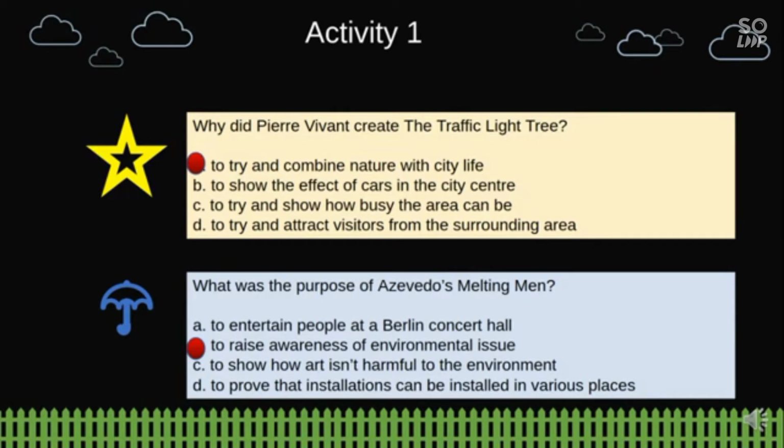And then the fourth question, the purpose is actually to raise awareness of environmental issue. As you can see in the text that I've read before, it is talking about global warming. Global warming here, as you know, right now we can feel the heat of the weather. So this is actually to show awareness for people to see what is actually happening right now.